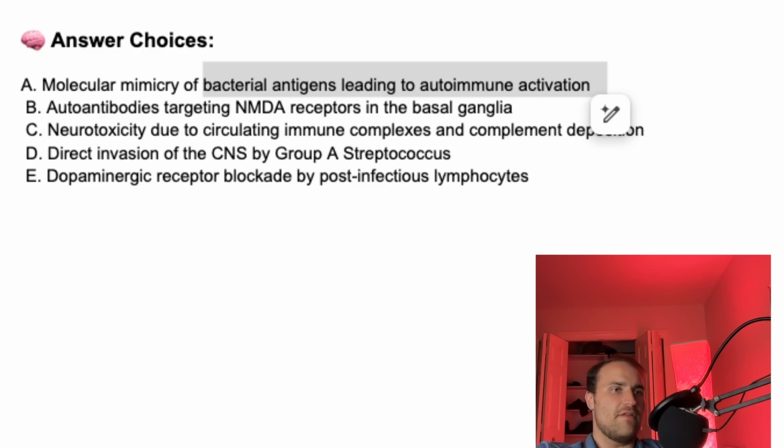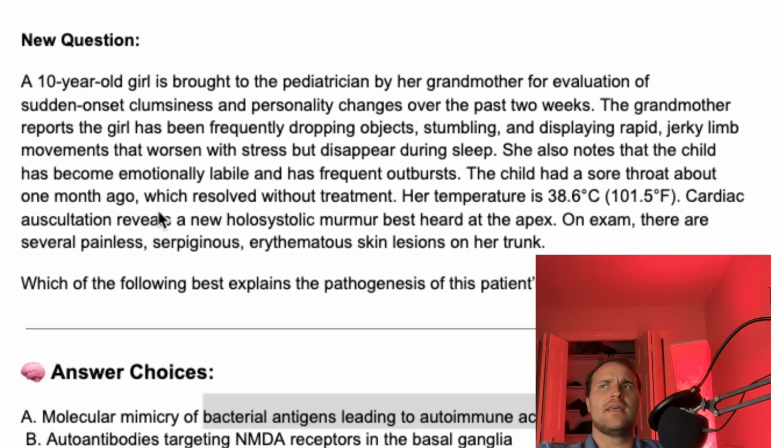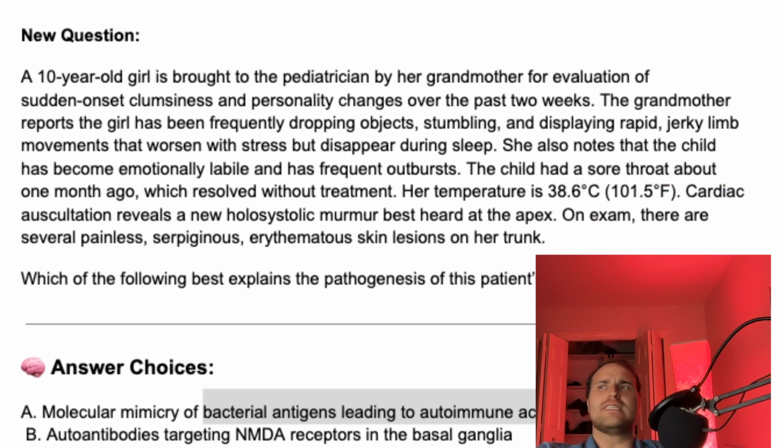So there we have it, folks. Watch out for that cross-reactivity of the GAS antigens. It's going to target the myosin in the heart, causing pancarditis, and the lysoganglioside in the neurons in the basal ganglia, causing the chorea. So hopefully this is a helpful question. I think it's a good question, right? I think it's got some decent, juicy factoids in it.